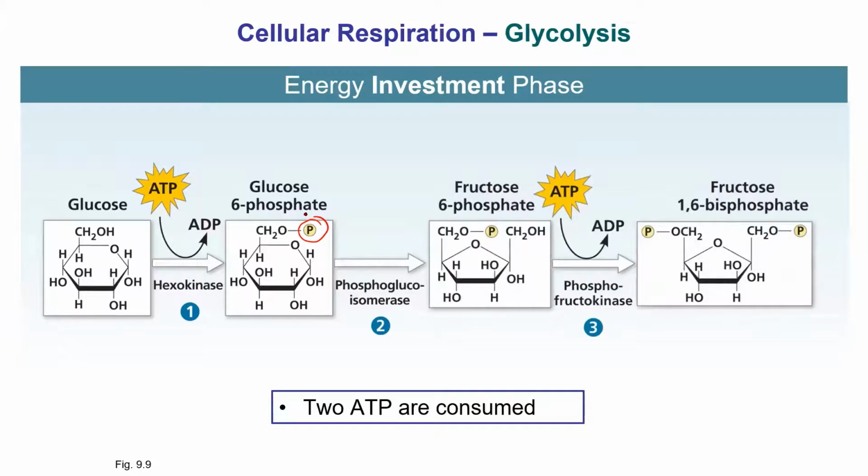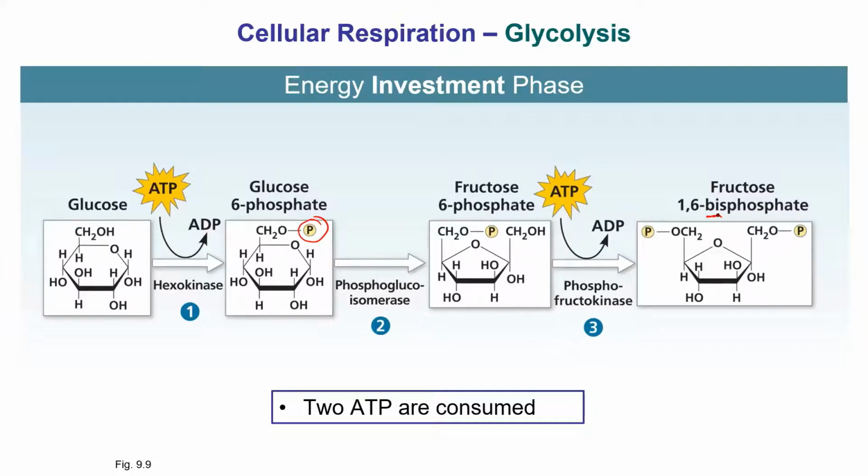Next step is, like I said, it's almost symmetrical. You notice we have 1 phosphate, we're going to add in another phosphate, and now we have a symmetrical fructose 1,6-biphosphate molecule. This is also, by the way, sometimes called 1,6-diphosphate. Bi and di both mean 2. Both terms are used. So that's kind of the energy investment phase.